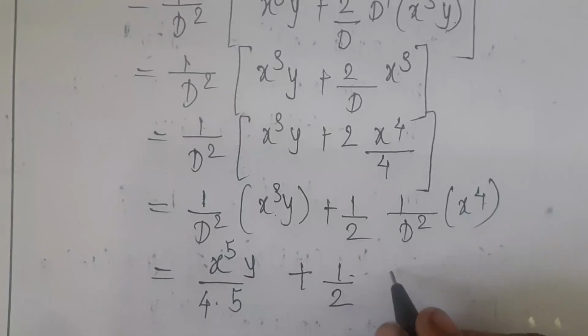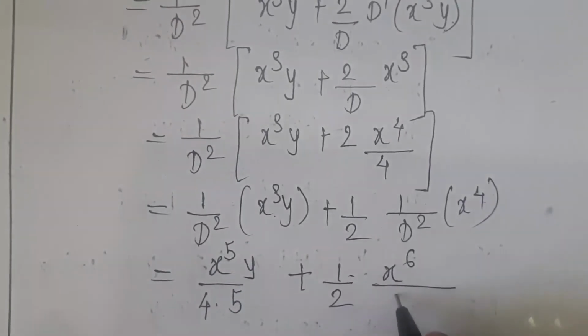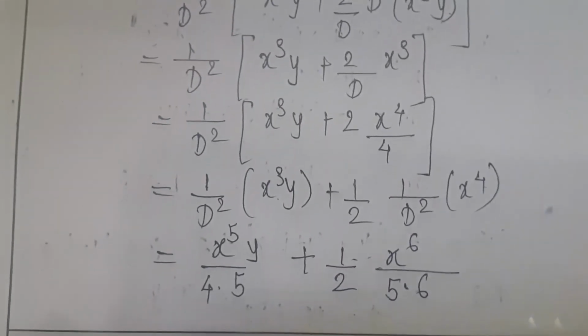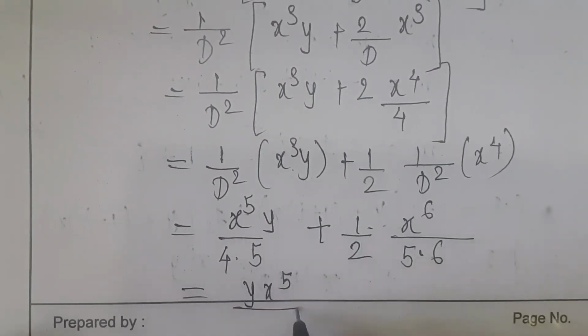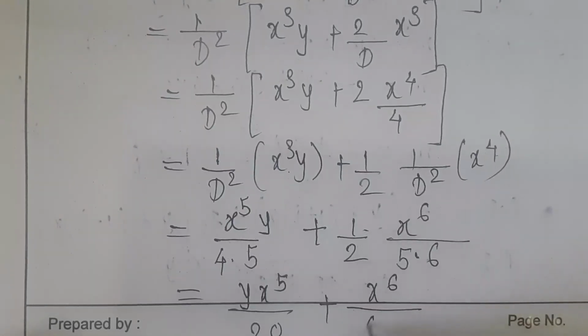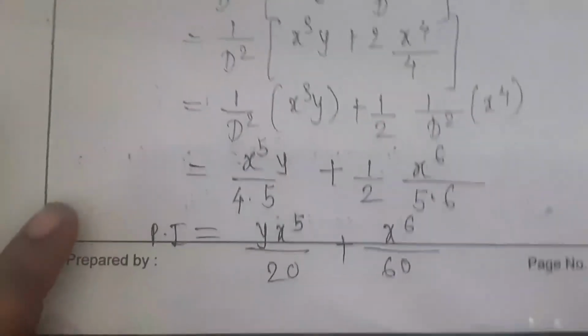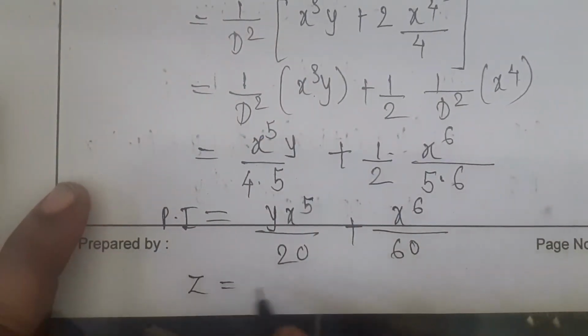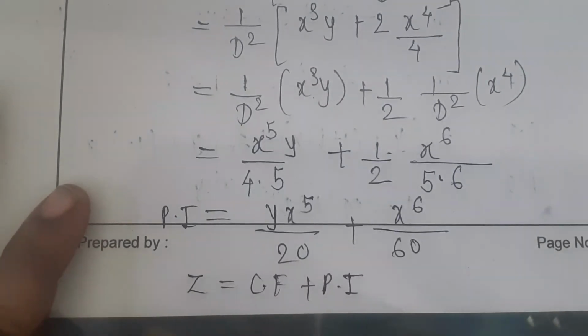Now x to the power 4 becomes 5 and 5 becomes 6. So x to the power 6. So it is 5 multiplied by 6. So this is equal to y into x to the power 5 divided by 20 plus x to the power 6 divided by 60. This is the value of PI. Now to get the final solution we can write it as z is equal to CF plus PI. So you can substitute here CF and PI to get the final answer. Thank you.